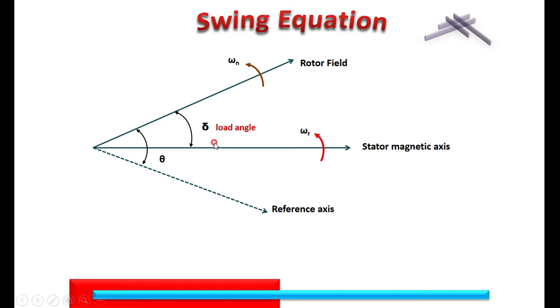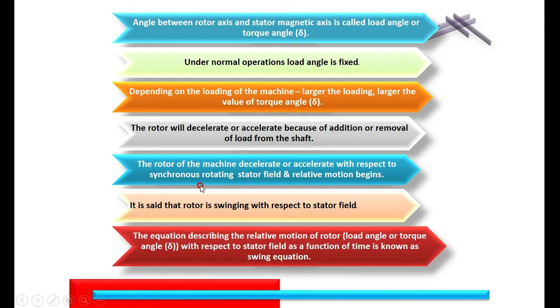Relating the swinging of this angle delta with respect to time is called the swing equation. The same thing is elaborated in these points. The angle between the rotor axis and the stator axis is called the load angle or the torque angle, that is, the angle between the rotor field and the stator field is called delta. Under normal operation, the load angle is fixed. When there is no change in the load, the angle between the rotor field and the stator field is fixed, and both run at synchronous speed.